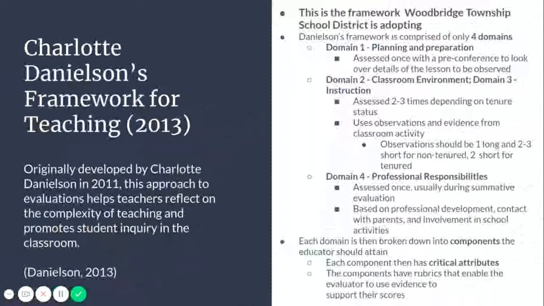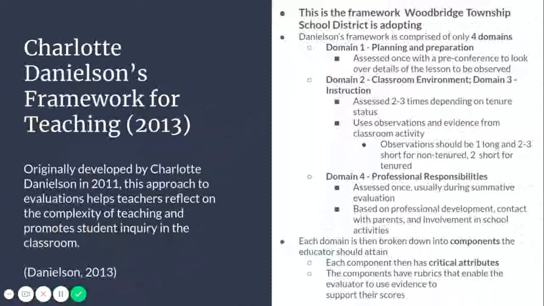Domain 2 and 3, classroom environment and instruction, are assessed twice or 3 times depending on your tenure status. This uses our observations and evidence from classroom activity. Observations for non-tenured teachers are going to be 1 long, so about a 40-minute observation, and 2 short 20-minute observations, and tenured teachers will have 2 short observations.